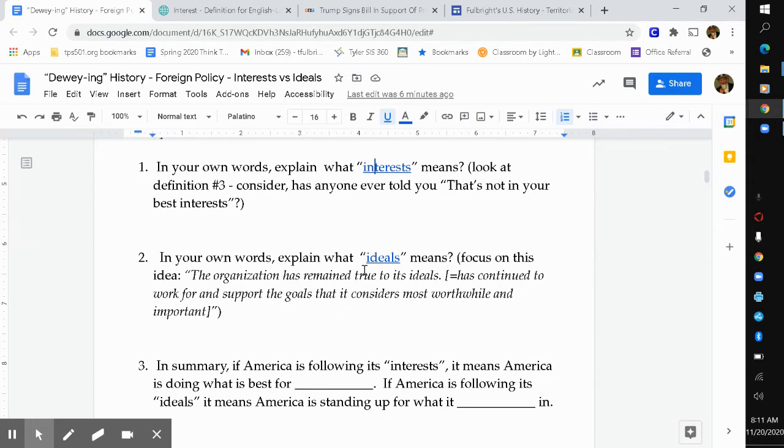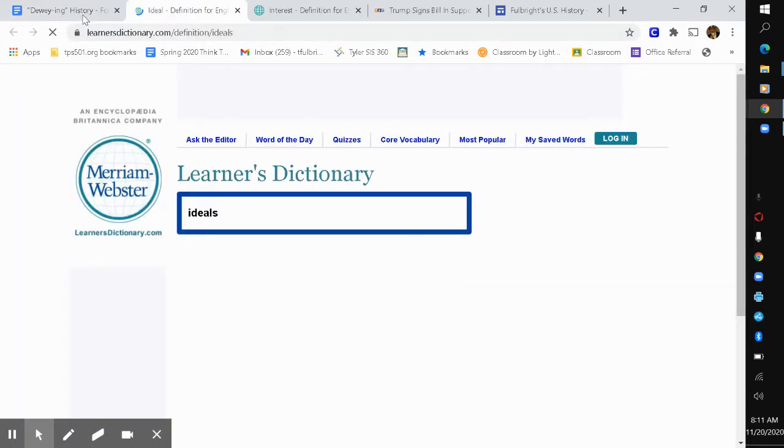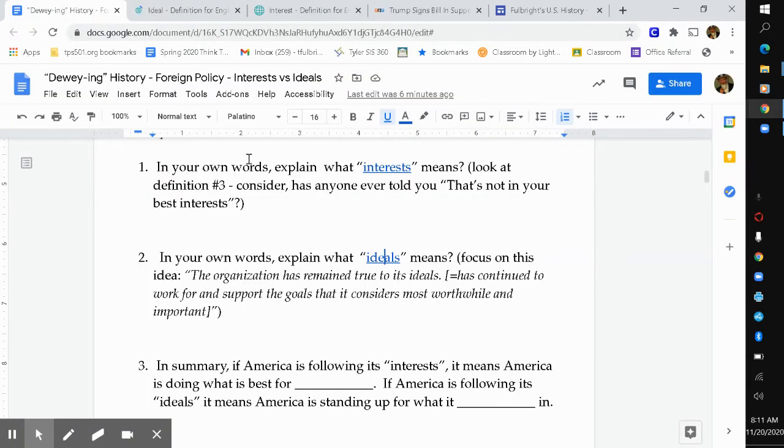Now you need to tell me what ideals mean. We're going to focus on this idea. The organization has remained true to its ideals. It means it has continued to work and support the goals that it considers most worthwhile and important. Your ideals are the things that you think are, these are the ideas that you think are most important.